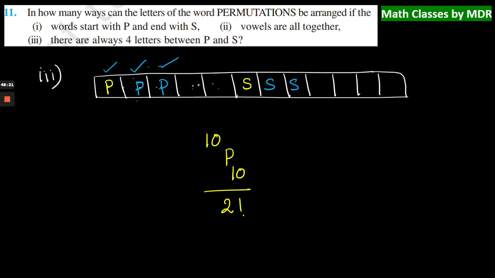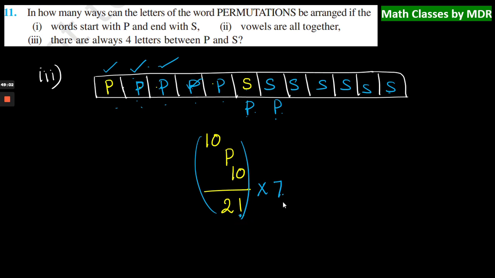So 1, 2, 3, 4, let's say P and S here, or P and S here, or P and S here, or P and S here. Okay, so in total how many? 1, 2, 3, 4, 5, 6, 7. That means we can arrange P and S in 7 ways. After fixing the positions of P and S, we get these many words, right? So that is 10P10 by 2 factorial into 7.